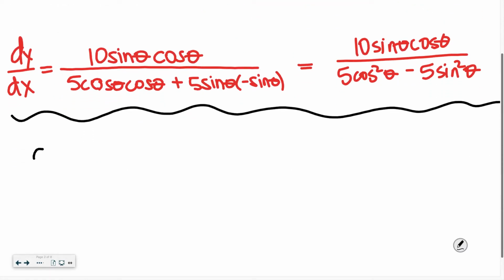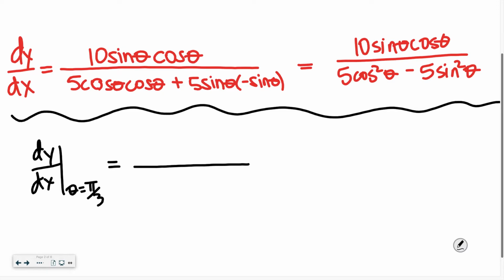So dy/dx, evaluated at pi over 3. We're plugging pi over 3 into our derivative to find our slope.